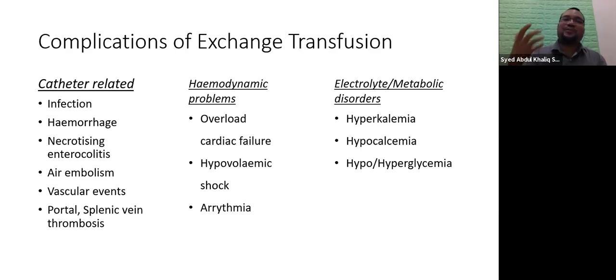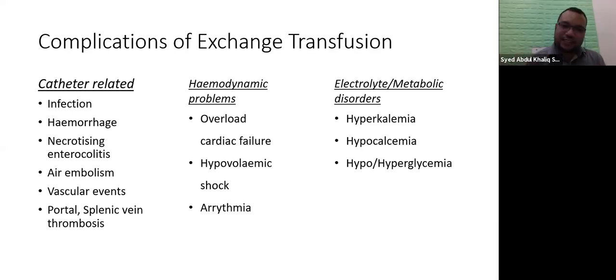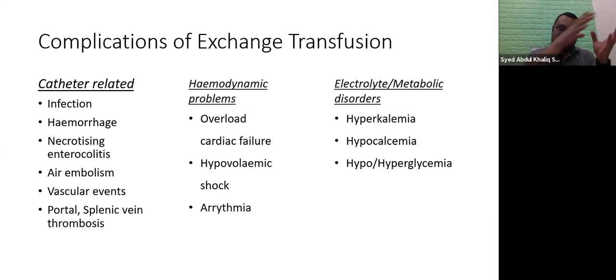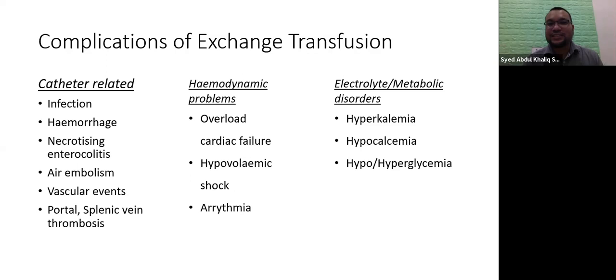What's the problem with blood? What's the problem with blood transfusion? Acute transfusion reaction, anaphylaxis. There are infectious diseases. Hypothermia, that's why we need a blood warmer. And then what else? You have the risk of HIV, hepatitis B, hepatitis C, dengue, COVID, whatever blood-borne disease. You can carry these through exchange transfusion as well.